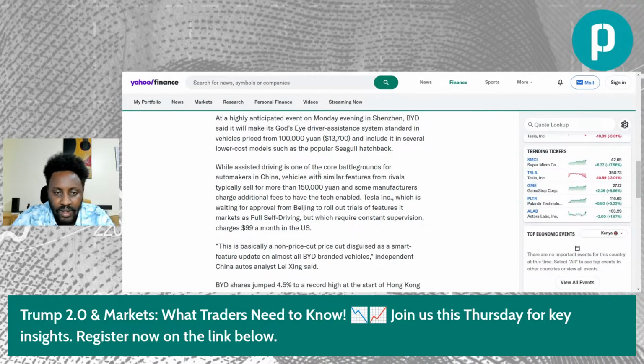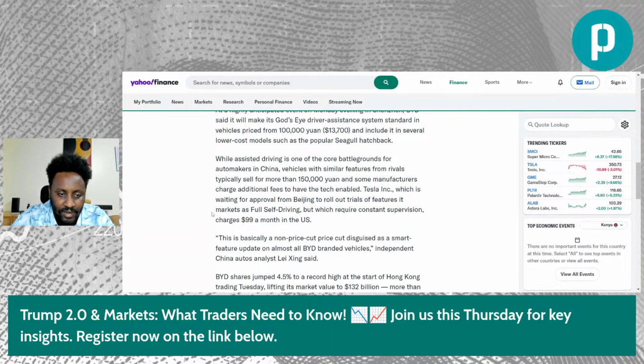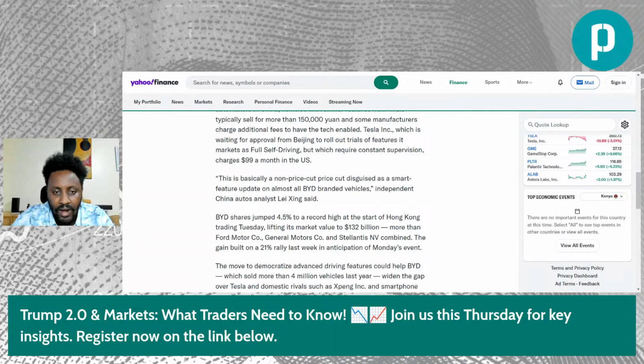So while assisted driving is one of the core battlegrounds for automakers in China, vehicles with similar features from rivals typically sell for more than 150,000 yuan. This is like 50% higher, and some manufacturers charge additional fees to have the tech enabled. Tesla, which is waiting for approval from Beijing to roll out trials of features it markets as full self-driving, or FSD, but which require constant supervision, charges $99 a month in the US. So this is basically a price cut disguised as a smart feature update on almost all BYD-branded vehicles, independent China autos analyst Lei Xin said.